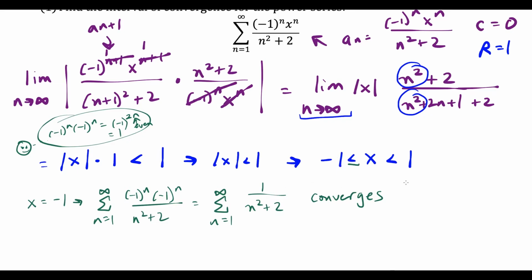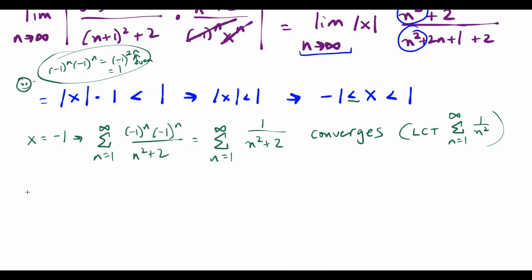If we needed to come up with a reason for why this series converges, it's kind of lazy to just say p series because of that plus 2 at the end, but we could use the limit comparison test, which we'll abbreviate. We'll use the limit comparison test with the series from n equals 1 to infinity of 1 over n squared, where this is a convergent p series. So far we have x equals -1 is included in our interval. So now we'll check the other endpoint. We'll have x equals +1.